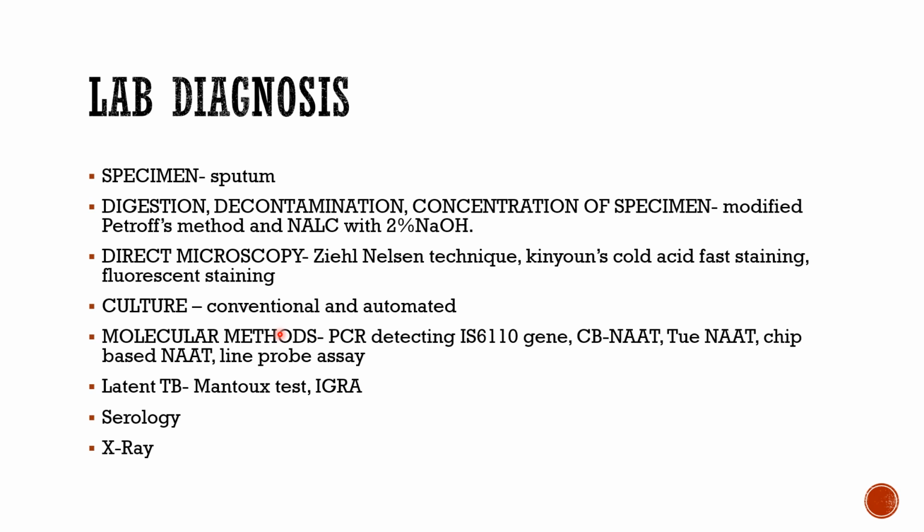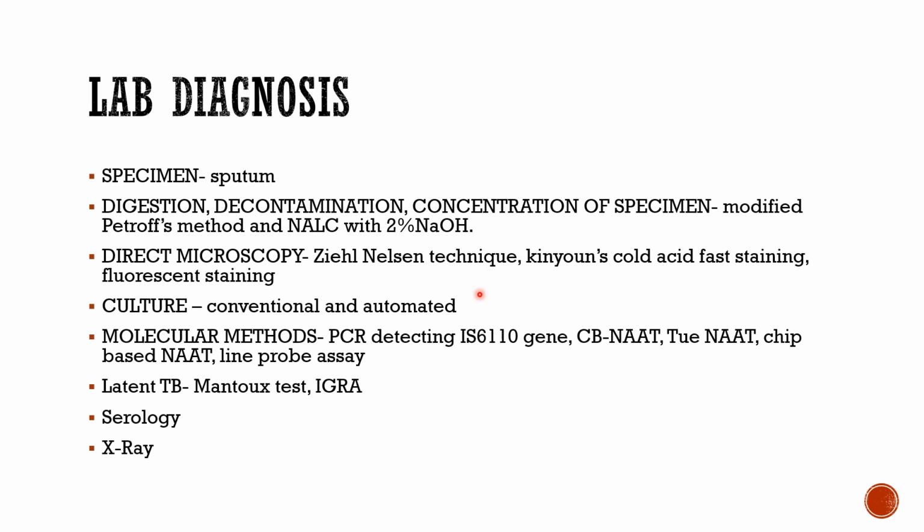This takes around 6 to 8 weeks for providing the correct diagnosis. And once the results come out, the results will be seen as rough, tough, and buff colored colonies. In the automated culture method, we have the Bactec MGIT system. MGIT means Mycobacteria Growth Indicator Tube. So in Bactec MGIT, the growth as well as resistance is seen.